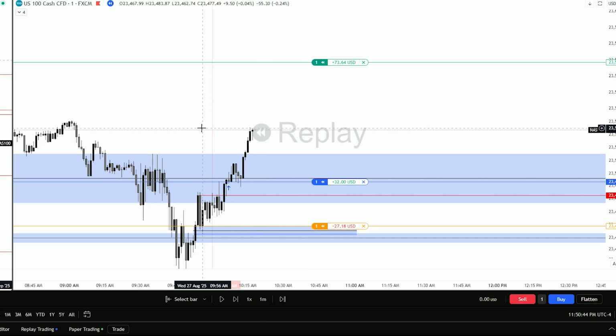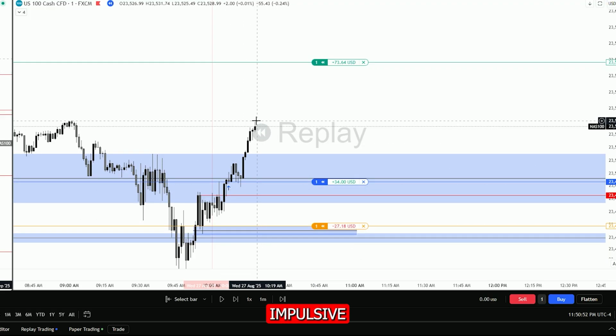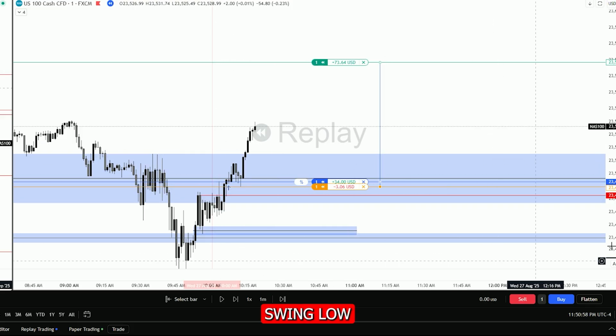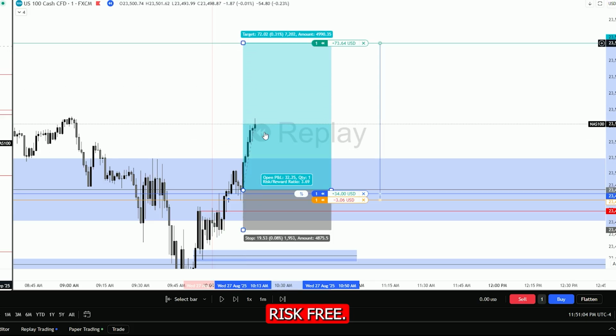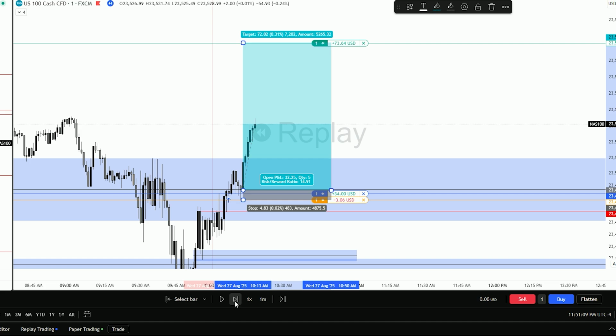Now this is one of the biggest things that I'm going to teach you. Once you have created a swing low and then you got the impulsive move, what you can do is trim your stop toward the last swing low. All right, now in terms of risk, this trade is risk free. You are not going to panic as well. Just wait.